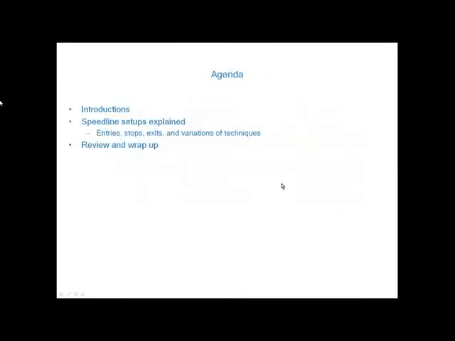Okay, what we're going to do here is talk about the speed line setups. There are going to be variations of that, and we're going to talk about the entries, stops, exits, and again, those variations. I've got a lot of slides to show today, but I'll be looking out for questions as we go through the process. If I know the answer is coming up shortly, I'll let you know so that we can wait until we get to the actual section for that.